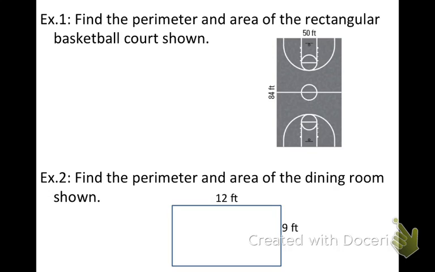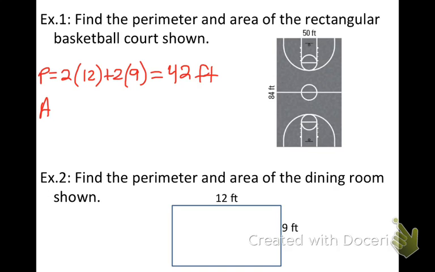Okay, here's another rectangle. Find the perimeter and area of the dining room. Again, our perimeter is going to be twice the longer side 12 plus twice the shorter side 9. That's 42 feet. And its area will be the product 12 times 9, which is 108 square feet.